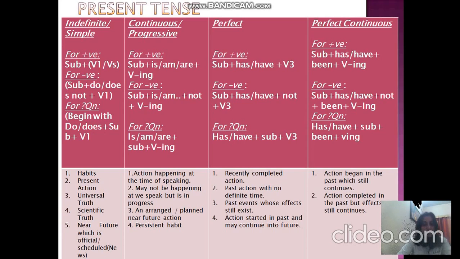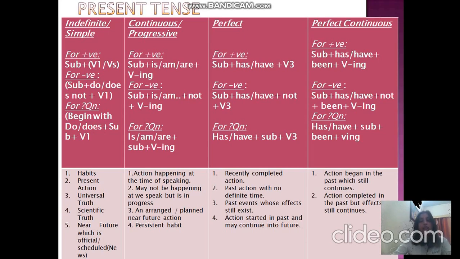Now for a negative sentence, since we do not have any helping verb or auxiliary here, we have to introduce the do form of the verb. As the name suggests, it adds on to the main verb, the action of the main verb. So for V1 we use do, and for Vs we use does. But whether it is do or does or did, whenever we add this, after this the main action is always in the root form or V1 form.